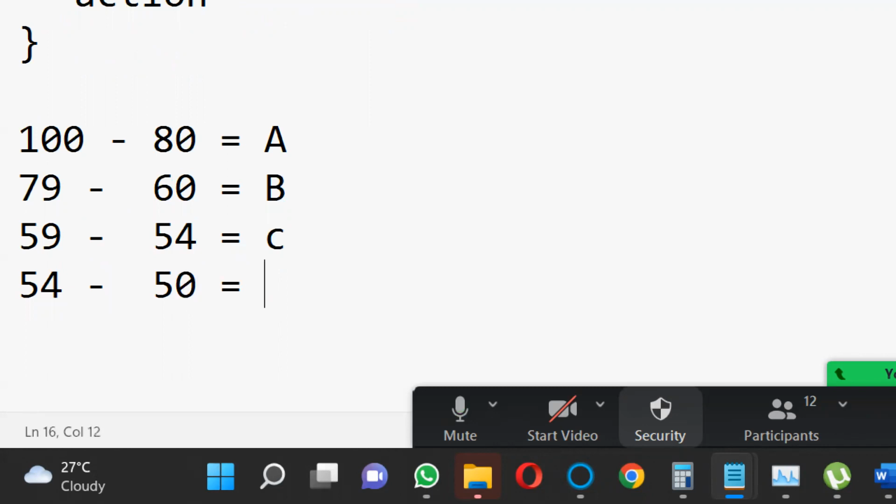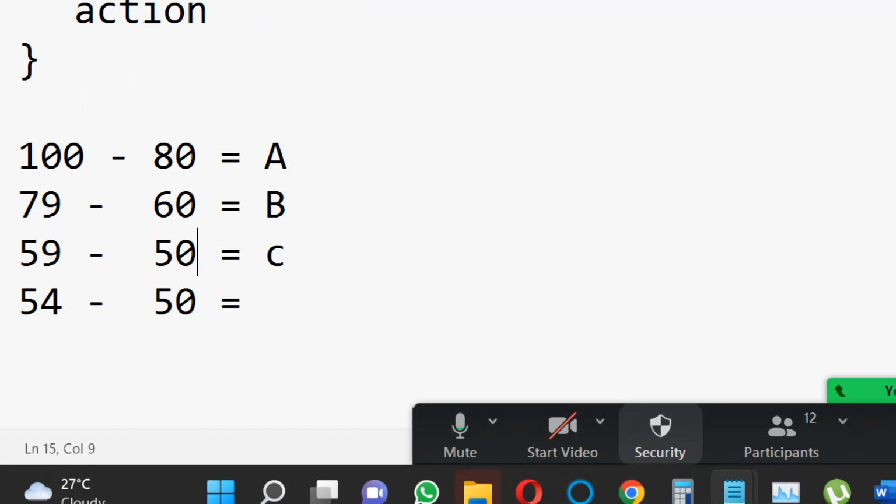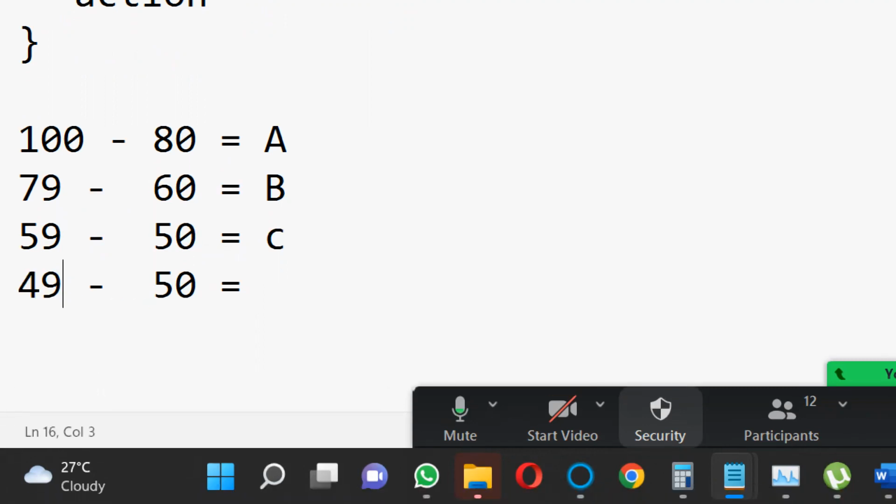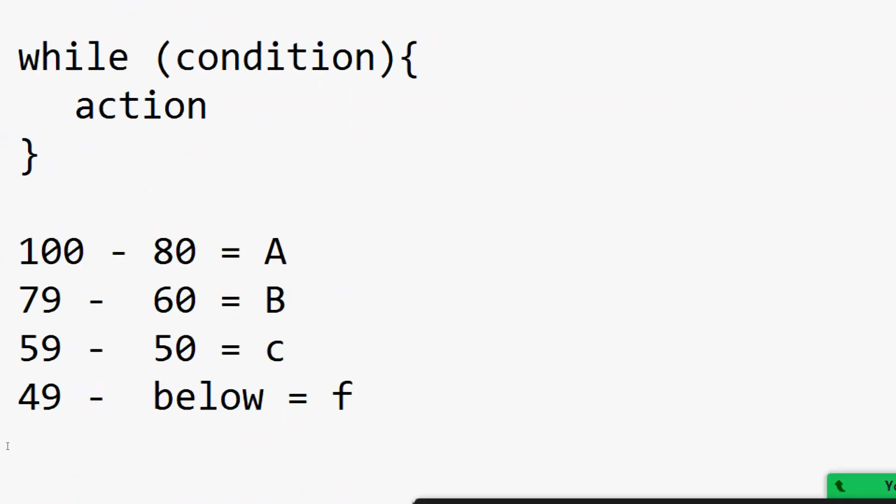Okay, let's push all of these people to C. So here, if it is 50, we have C. Then over here, when it is 49 and below, then you have the F. Okay, good.